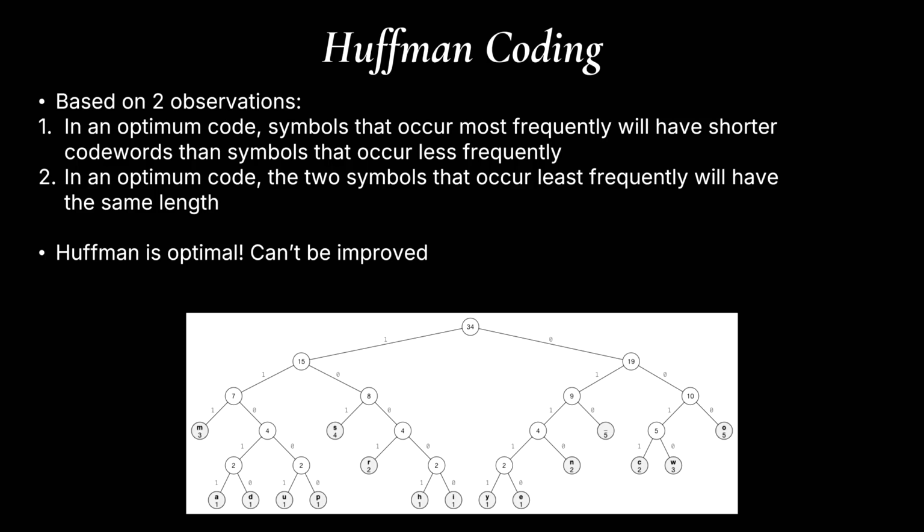The two observations were: in an optimum code, symbols that occur most frequently will have shorter code words than the ones that occur less frequently. That makes sense, doesn't it? And the next one, a little bit less understandable: in an optimum code, the two symbols that occur the least frequently will have the same length.